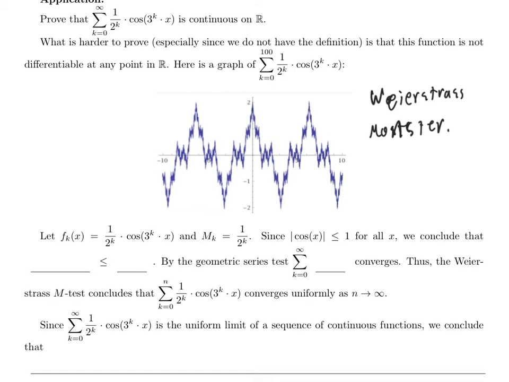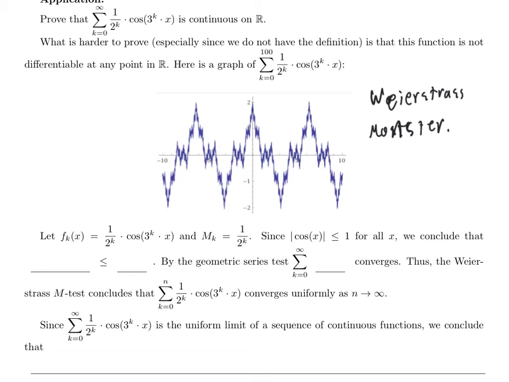So let's let f sub k be 1 over 2 to the k times cosine of 3 to the k times x, and m sub k be 1 over 2 to the k. Now, there's a reason that I chose that for my m sub k. So think to yourself, if I add up all of those m sub k's in a series, do I get something that converges? Sure do. I get a geometric series. Geometric series converge. Is that m sub k bigger than or equal to the absolute value of that f sub k?